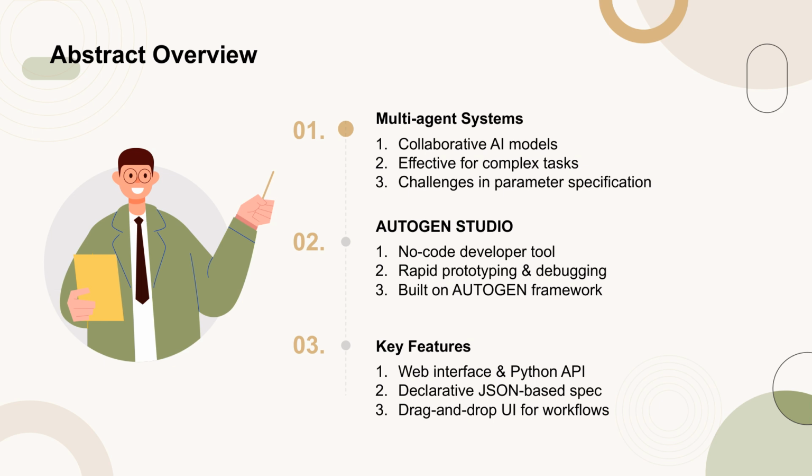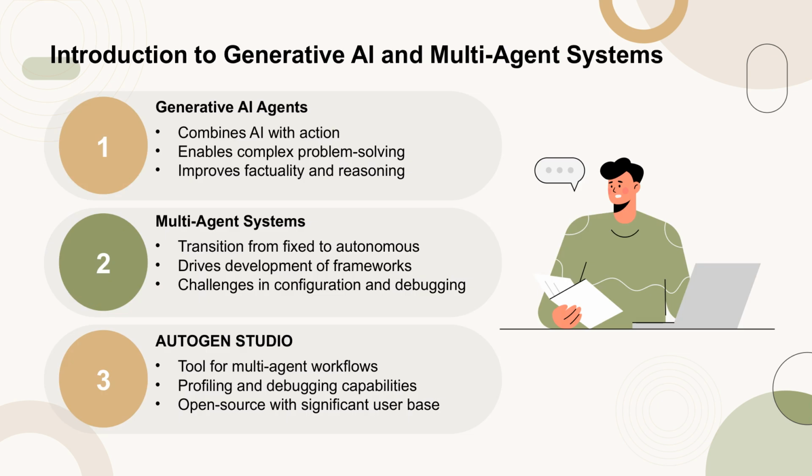no-code multi-agent developer tools. Generative AI models, when combined with the ability to act, function as agents capable of complex problem-solving. Recent research indicates that transitioning from fixed-agent pipelines to multi-agent setups with autonomous capabilities can enhance factuality and reasoning. This has led to the development of frameworks like AUTOGEN, Camel, and TaskWeaver.